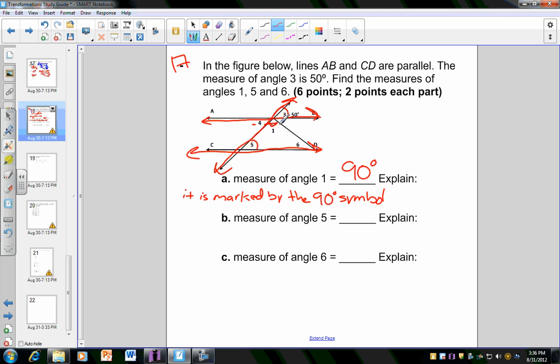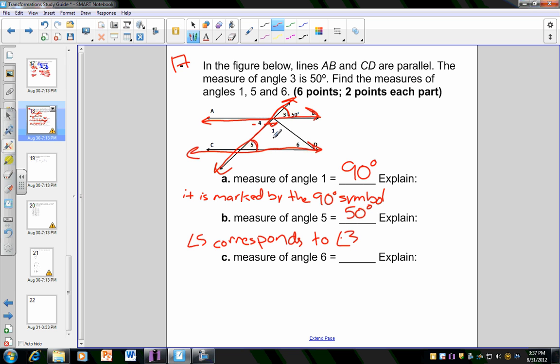If you look just at the red and don't look at the black at all, you see that angle 3 and angle 5 are corresponding angles. They're both on top of AB and CD, and they're also on the right side of this transversal. So they're in the same position, which means they are congruent to each other. So angle 5 is 50 degrees as well, because angle 5 corresponds to angle 3. They are corresponding angles, therefore they are congruent.